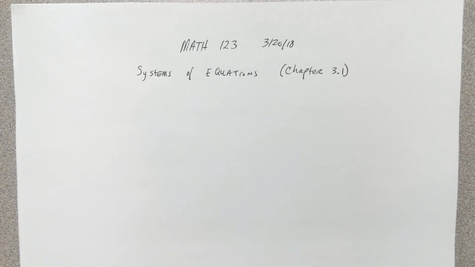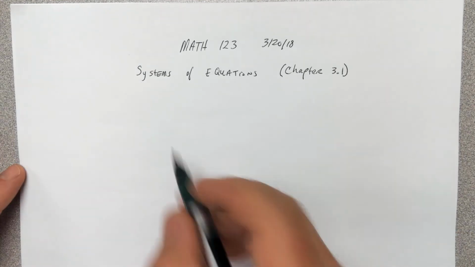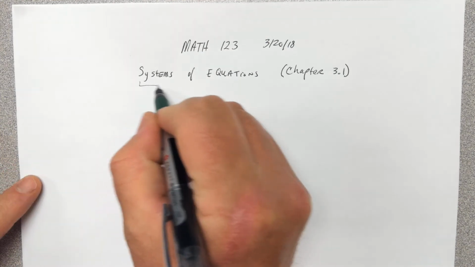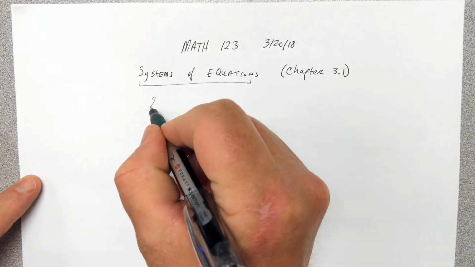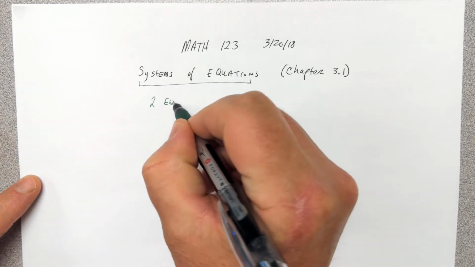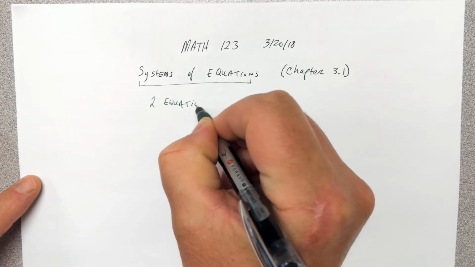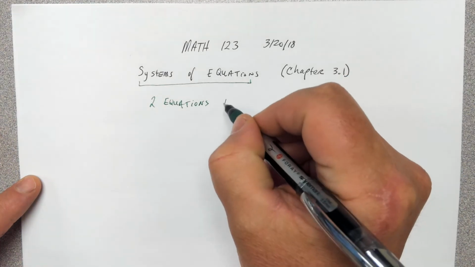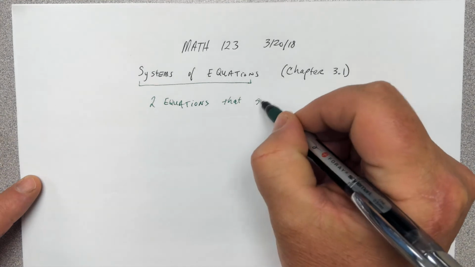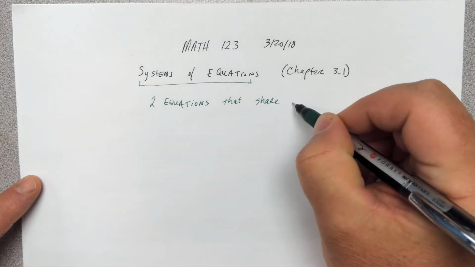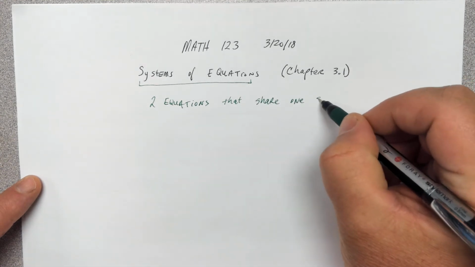So here's how this works. Here's what a system of equations is. I'll explain to you what it is, and then we'll talk about how to do it, and hopefully it'll make good sense. All right. So what a system of equations is, it's two equations, and most of the time they share one solution.